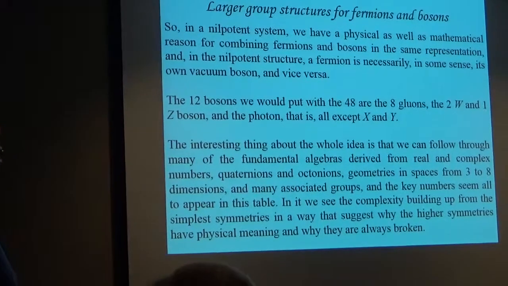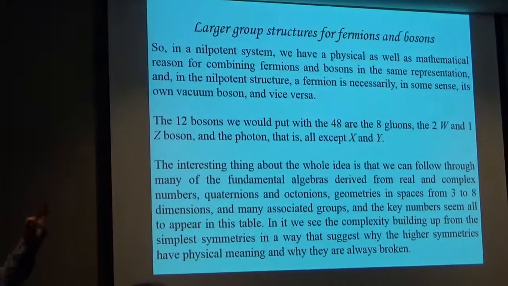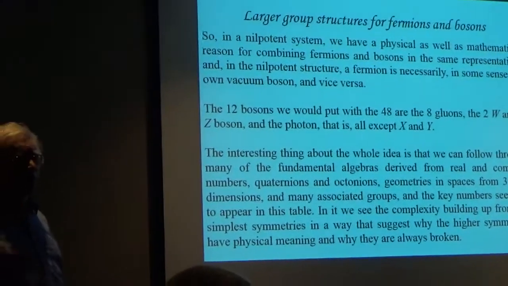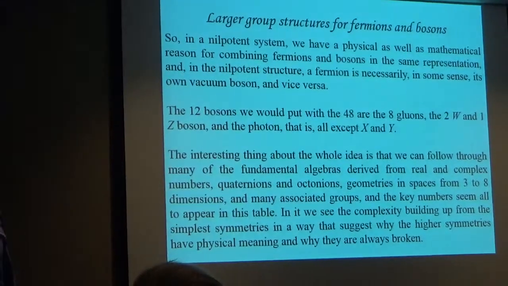So we can see complexity building up from the simplest symmetries. There's only 2 numbers that matter, 2 and 3. 2 for duality, 3 for anticommutativity. And that's it. Nothing else matters at all. And that's it. Thank you.